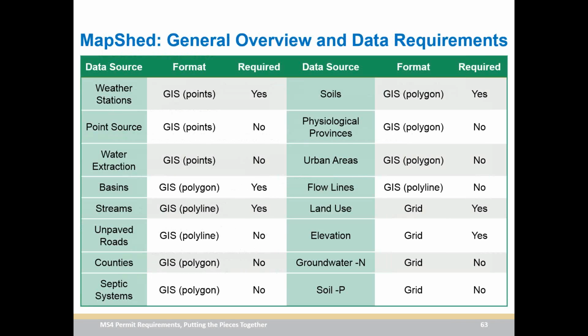The table here provides a list of data that can be input into the model. All this data is in GIS format. As you can see, some of it is required and some of it is optional. So based on the level of detail you want in your water quality model, you can always add in optional data.